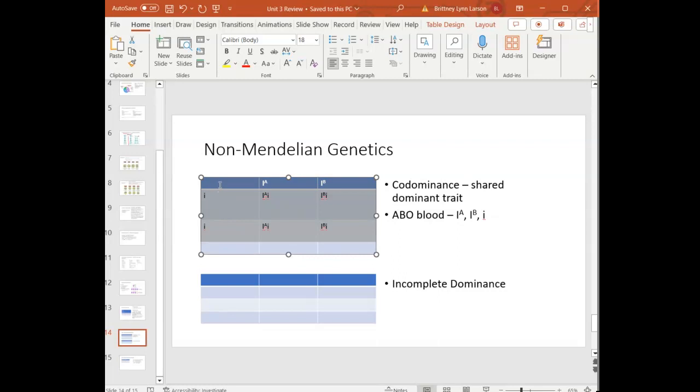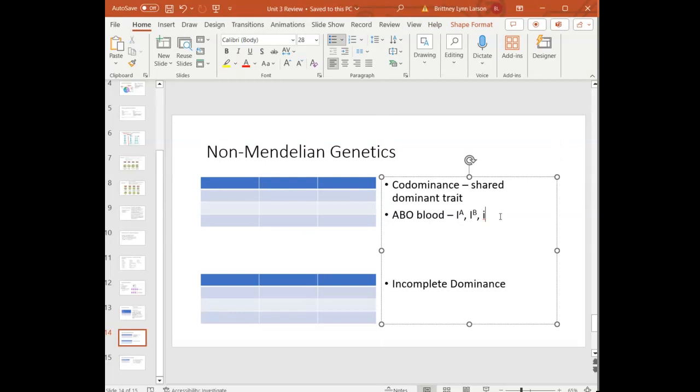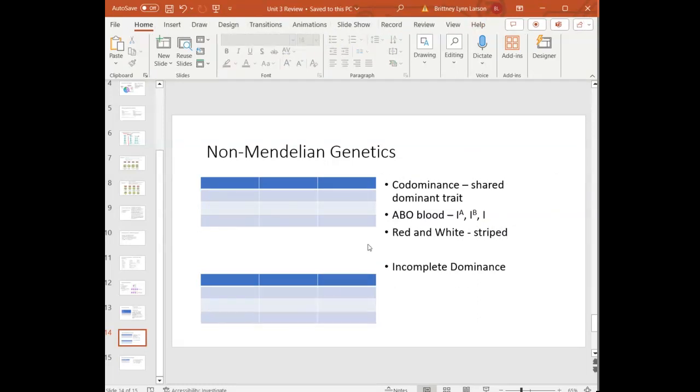Okay. Now let's look at this in terms of flower color. If I were looking at flower color and codominance, I would see red and white showing up as striped instead of showing as pink, right? Because red and white would end up being equally expressed. So if I had an individual who had, let's say, CR CW, so they carry both.